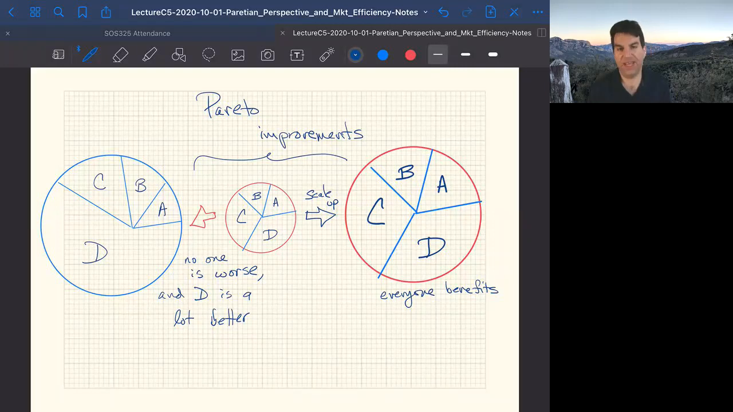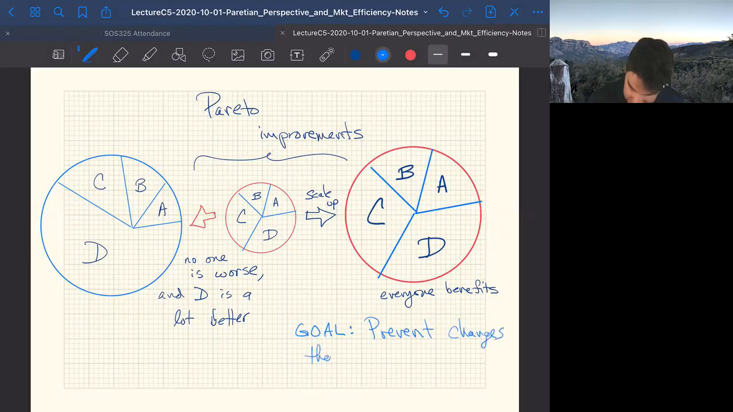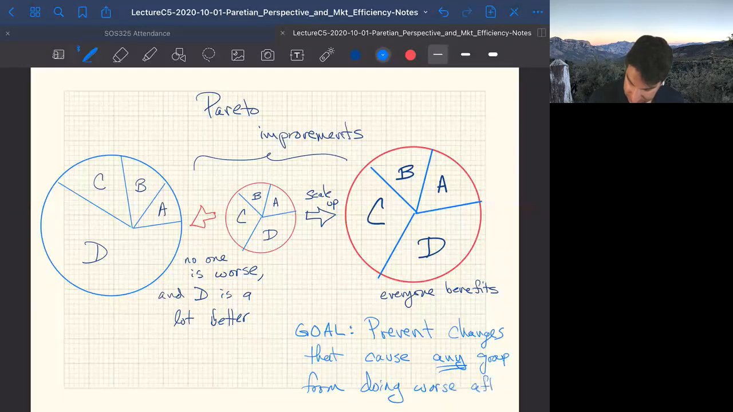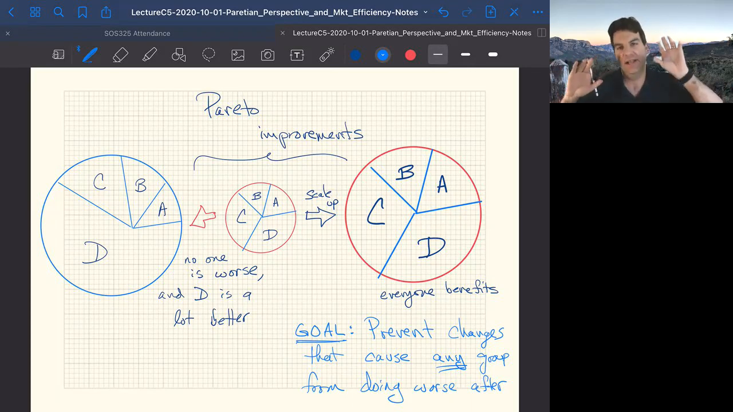And so what we're trying to prevent is, the goal here is to prevent changes that cause any group from doing worse after. So we're just trying to basically say, what are all the ways that everyone could not do worse after?